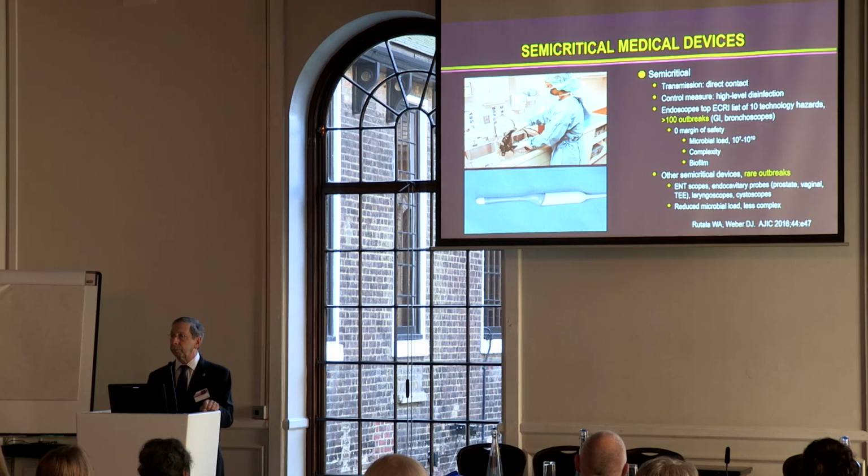But there are still enough outbreaks that we absolutely have to adhere to proper cleaning and proper disinfection. These include ENT scopes, endocavity probes such as prostate, vaginal, and transesophageal, laryngoscopes, cystoscopes, and others. They have a much lower microbial load than does an endoscope. They're much less complex. Many of them don't have lumens, and therefore cleaning and disinfection is easier to achieve. But again, if you do it wrong, you will have outbreaks.